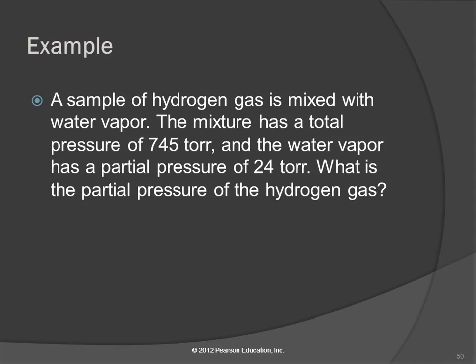A sample of hydrogen gas is mixed with water vapor. The mixture has a total pressure of 745 torr, and the water vapor has a partial pressure of 24 torr. What's the partial pressure of the hydrogen gas?